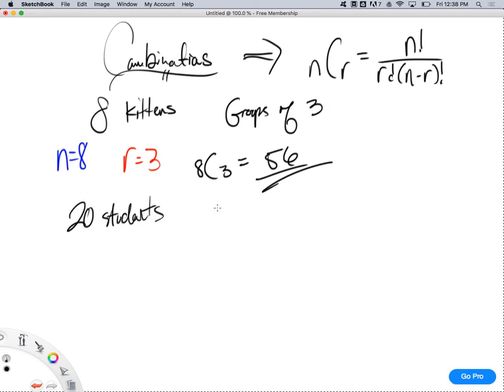How many different groups of 5 students? So again, the word group shows up. It won't always show up, but if it does, you can be pretty sure that it's a combination. So pretty much any word that kind of means group.